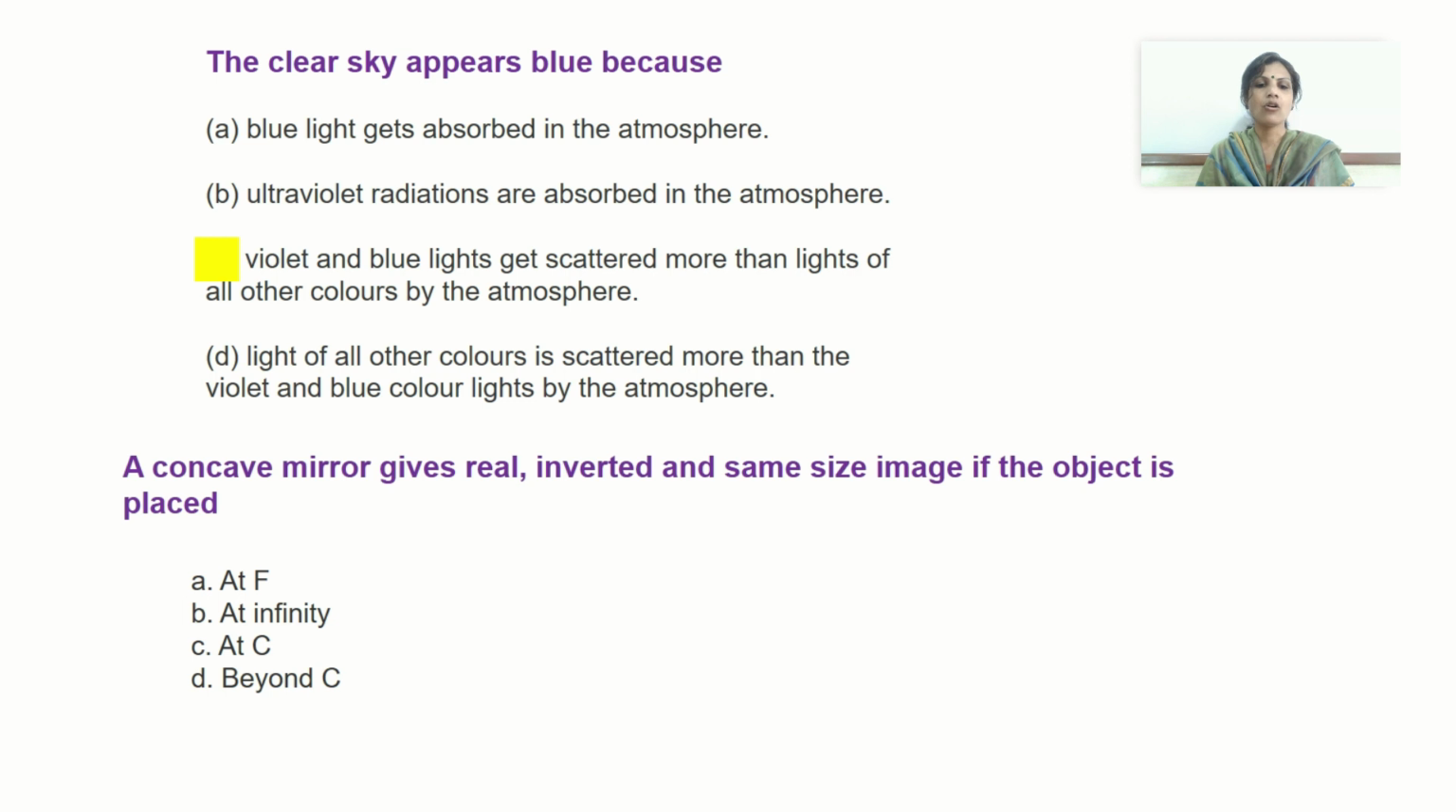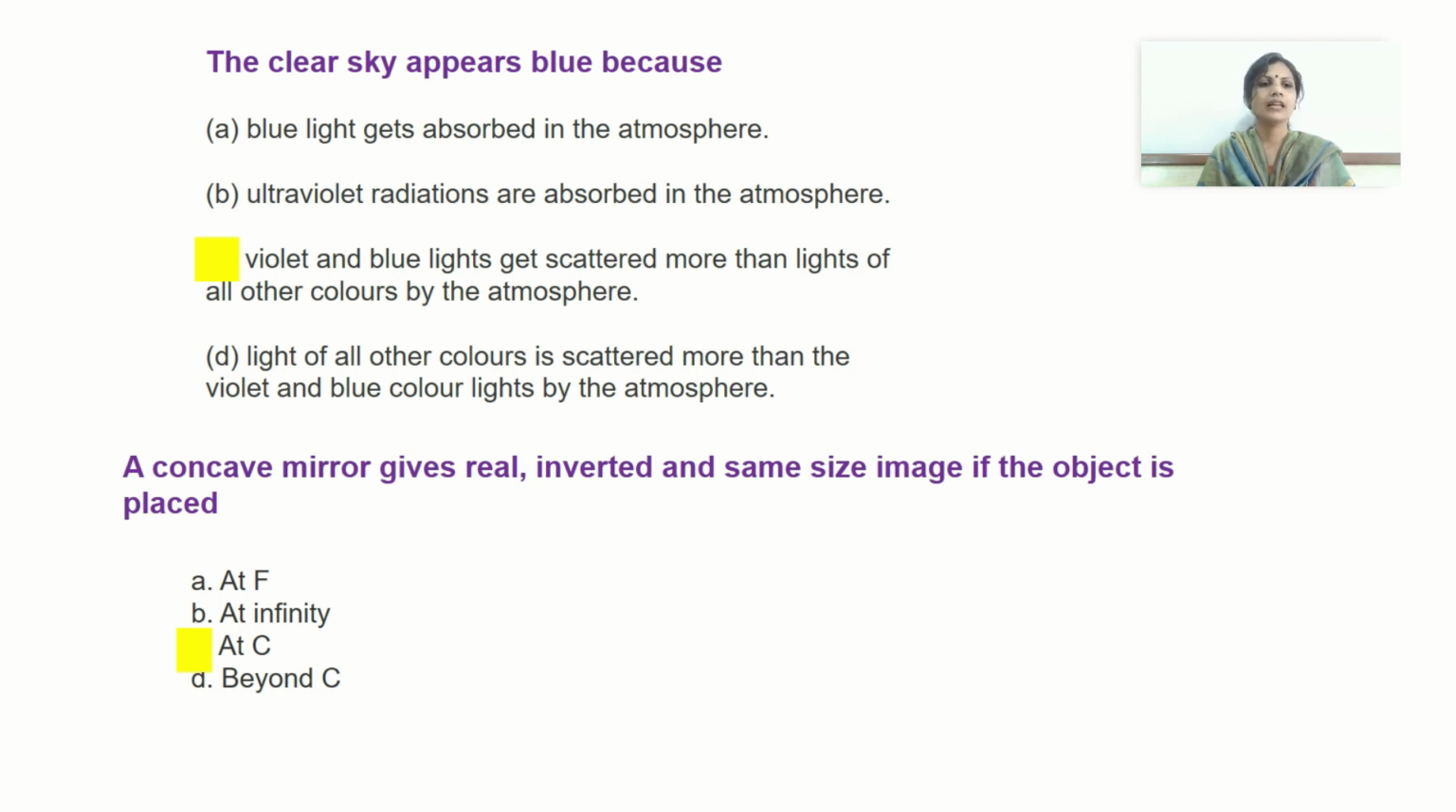Next is: a concave mirror gives a real, inverted and same size image if the object is placed at which position? Now see, the table is given to you: the object position, the image position, size of the image and nature of the image, and quickly it should reflect in your mind. So for this particular case, the object should be placed at the center of curvature. The image is also formed at the center of curvature. The size of the object and the image is exactly the same at this particular position.